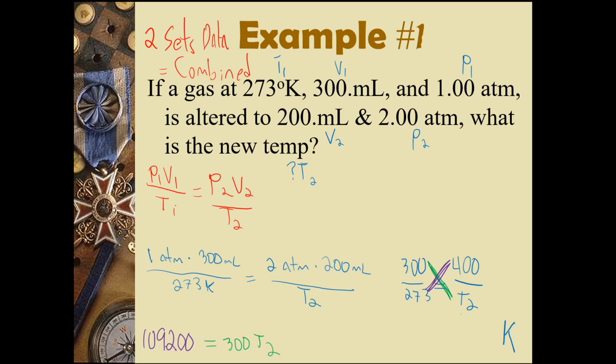All right, so we need to get T2 alone. We're just going to finish doing our algebra. I'm going to divide both sides by 300, and I should be able to get my answer. And my answer is 364. I found the units earlier as Kelvin, so I put a box around it, and I'm done. Combined law, typically fairly easy. Notice my trick with the units. That's how you want to do that.